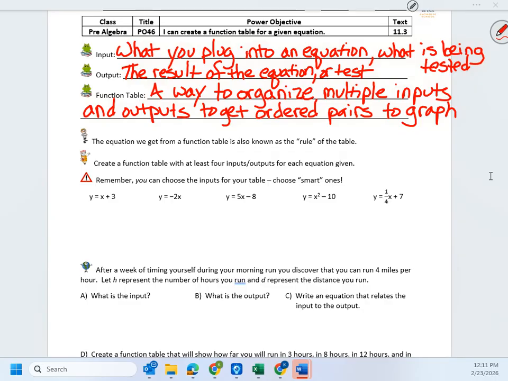So this starts off with some objectives that you go, oh, okay, this objective, once we learn all the vocab words, we're gonna go, okay, this is pretty easy, but then we go deeper into it and we build on what we've learned in the past. We're gonna learn new things to go with it. So the equation we get from a function table is known as the rule of the table. Okay, so we do the same thing every time.